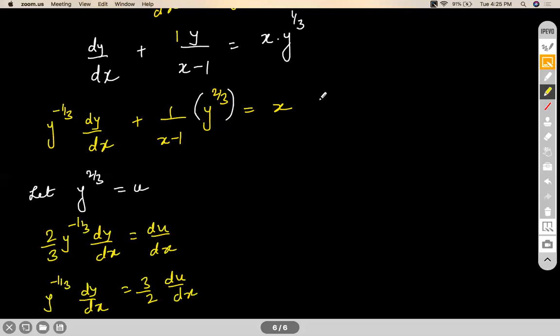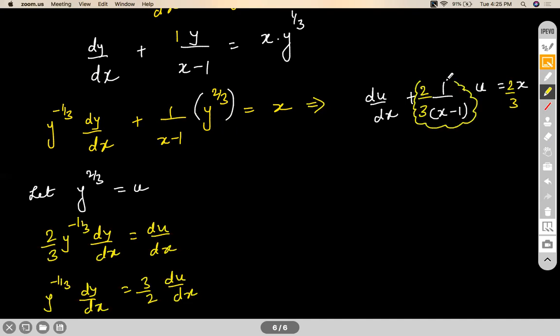Okay. So let us put it over here. So what will this get converted to? This will get converted to 3 by 2 du by dx plus 1 by x minus 1 into u. First, let me do it here like this, okay? And this will be x. Now multiply with 2 by 3 throughout. So this will go off. You will have 2 by 3 over here. You will have 2 by 3 over here. Now you can safely claim this guy to be your P and claim this guy to be the Q.